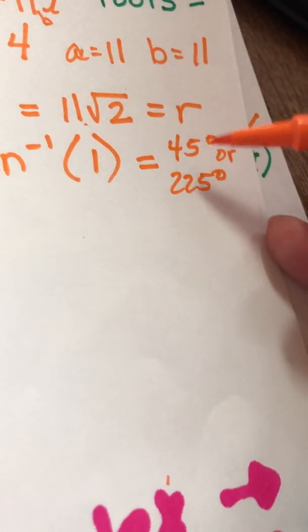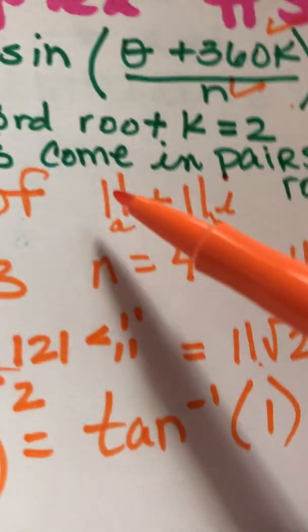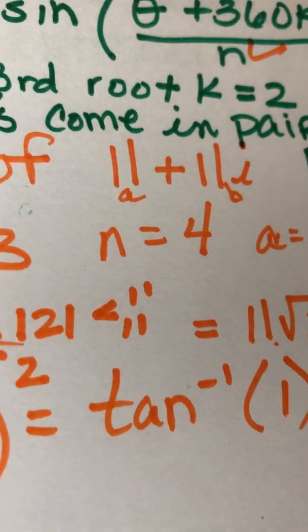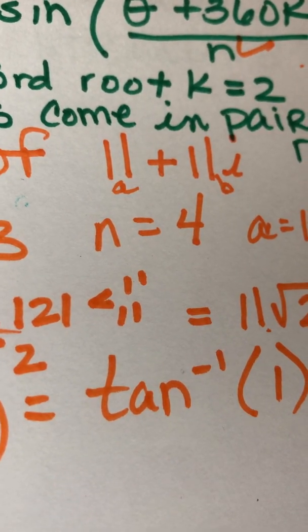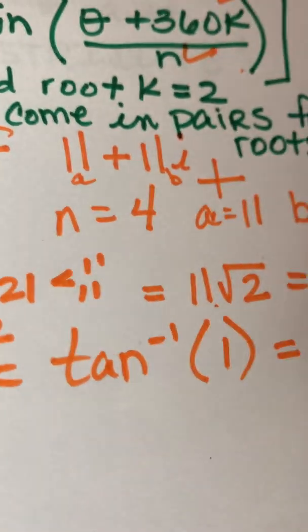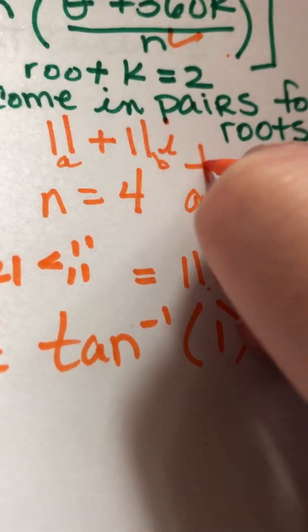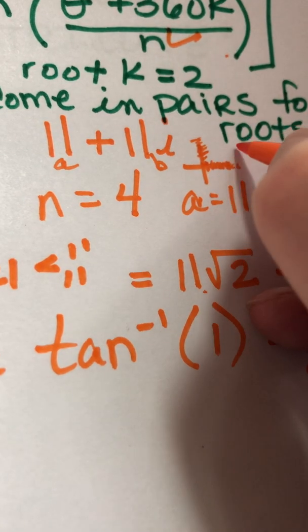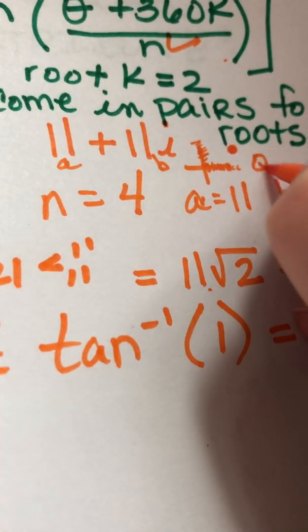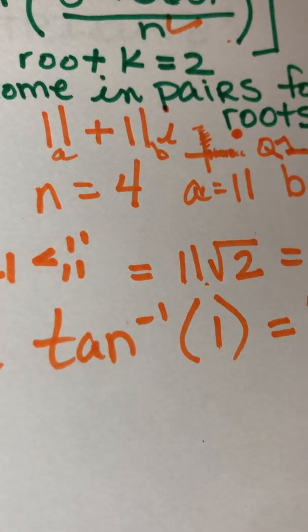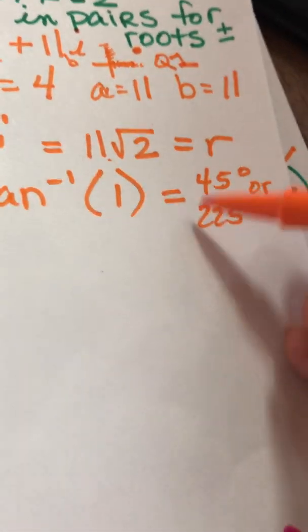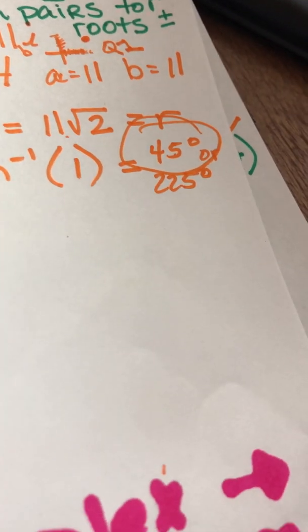And to figure out which angle it is, we think about where 11 plus 11i is on the graph. That's like 11 to the right, 1, 2, 3, 4, 5, 6, 7, 8, 9, 10, 11. And 11 up. Anyway, it's up here in quadrant 1. So looking at these two angles, which angle is quadrant 1? 45. So that's my theta.